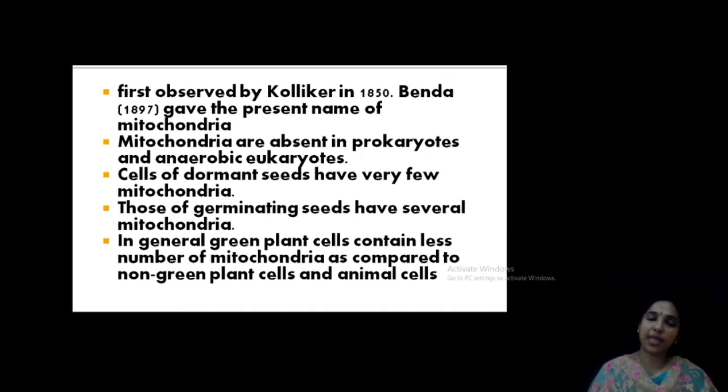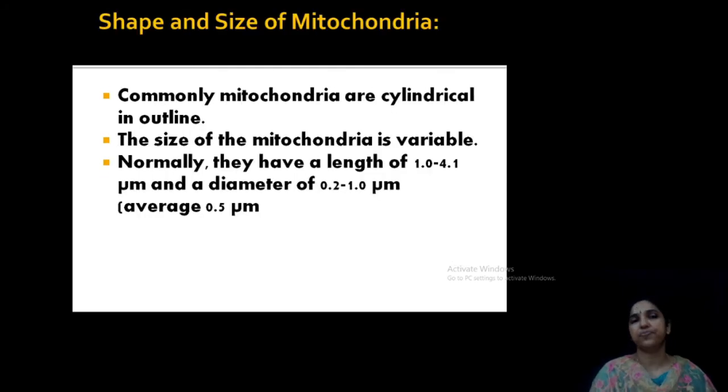Cells of dormant seeds also have very few mitochondria. And mitochondrial size may vary depending upon the species. Mitochondria in green plant cells are fewer in number compared to non-green plant cells and animal cells. So in green plant cells, the number is very small.